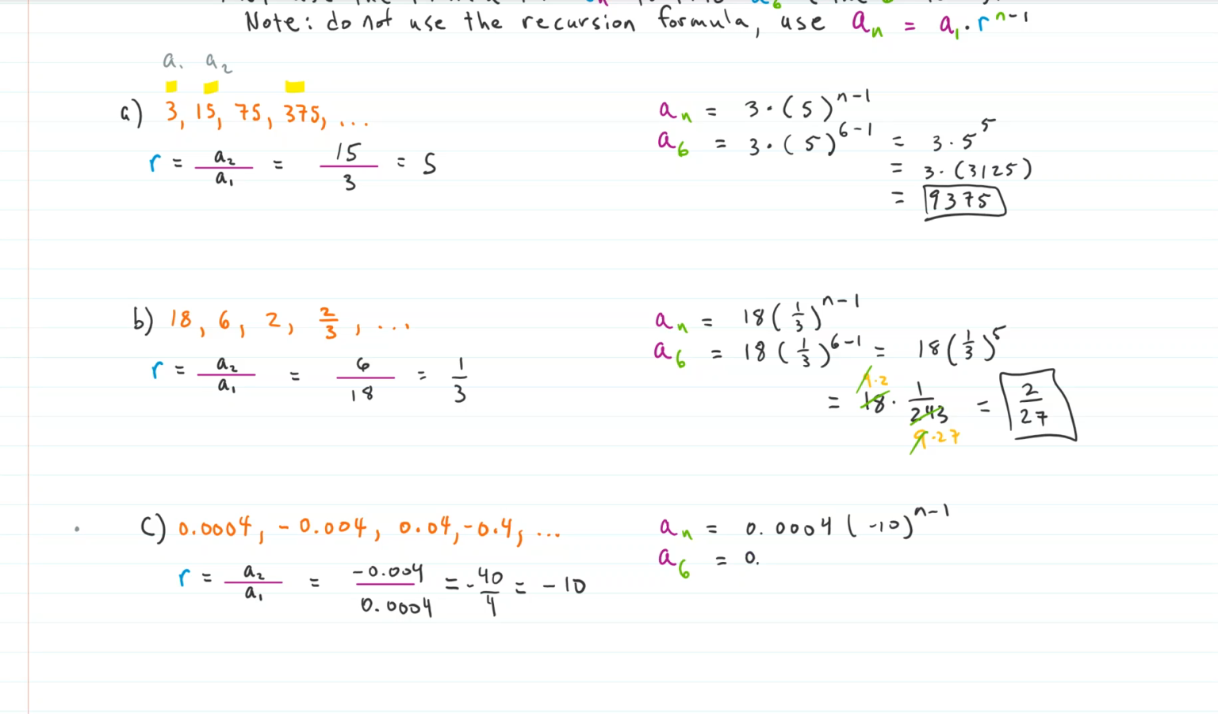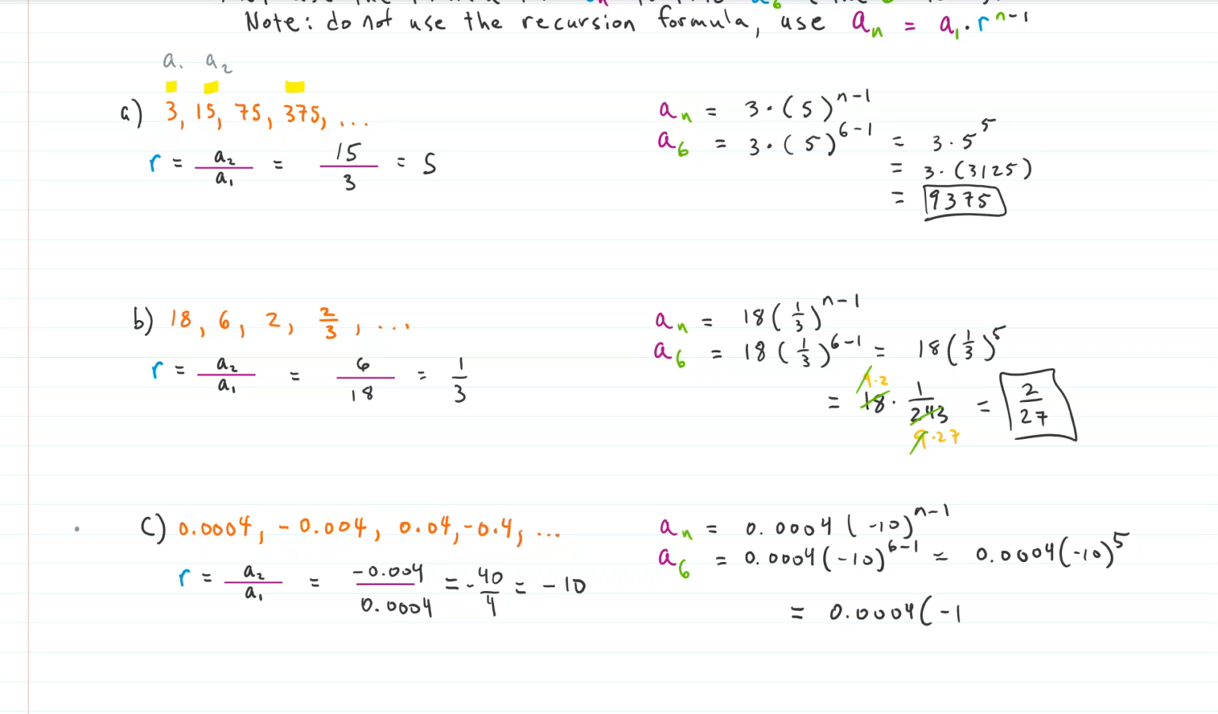And we do that by having the first term, a sub 1, which is 0.0004, multiplied by negative 10 to the 6 minus 1. This gives us 0.0004 times negative 10 to the 5. Negative 10 to the 5 is negative 100,000.